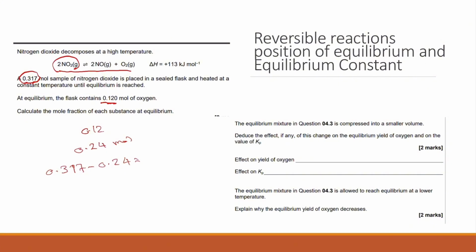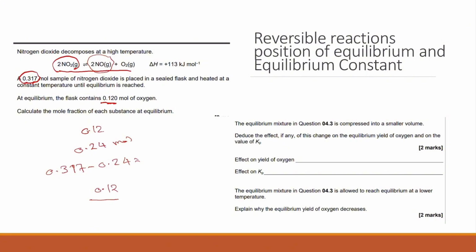And then the other product here, the nitrogen oxide, this is going to be double the moles of the oxygen at equilibrium, because 2 moles of nitrogen oxide are produced when 1 mole of oxygen is produced. So it's going to be 0.24 moles. Now you can calculate the mole fraction of each. For example, for oxygen, it's going to be the number of moles, which is 0.12, divided by the total moles at equilibrium.